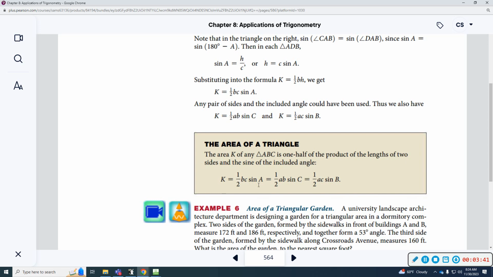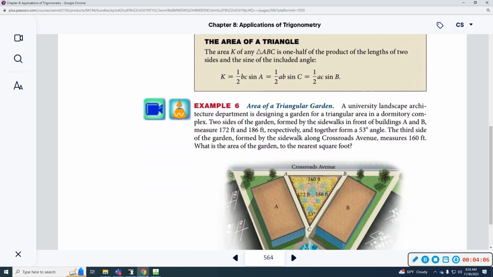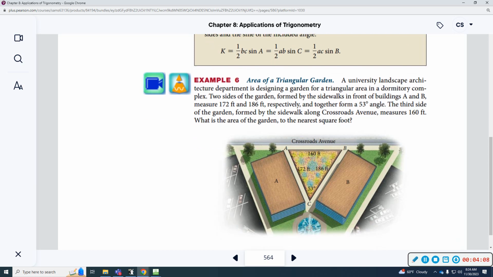So you're always going to be using the letters A, B, and C. So we label a triangle A, B, C. And if we're using side B and C, then we're going to use angle A. If I'm using side A and B, I'm going to use angle C. And if I'm using sides A and C, I'm going to use angle B. So it's 1/2 the 2 sides times sine of that angle. So that's pretty straightforward. So once you have that, then we can solve and find the area of any triangle given 2 sides and the angle that's trapped in the middle of them.